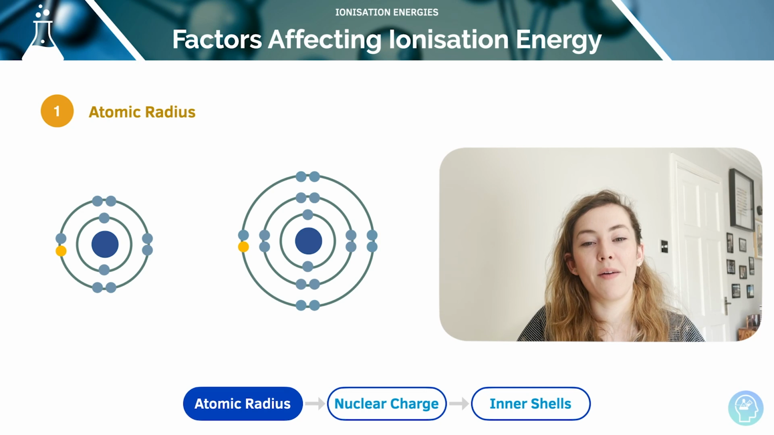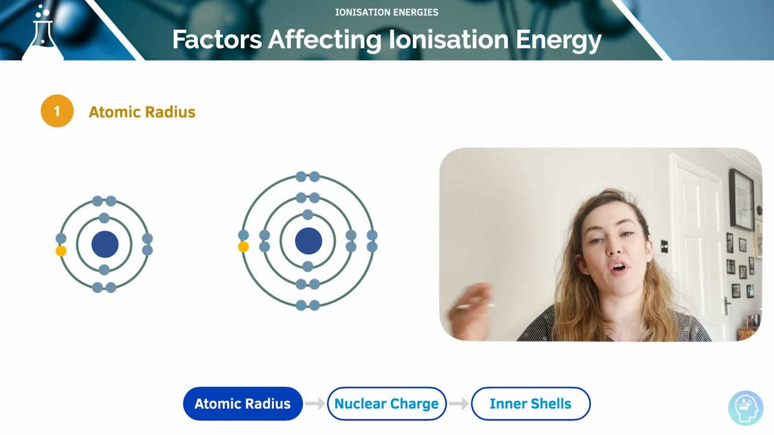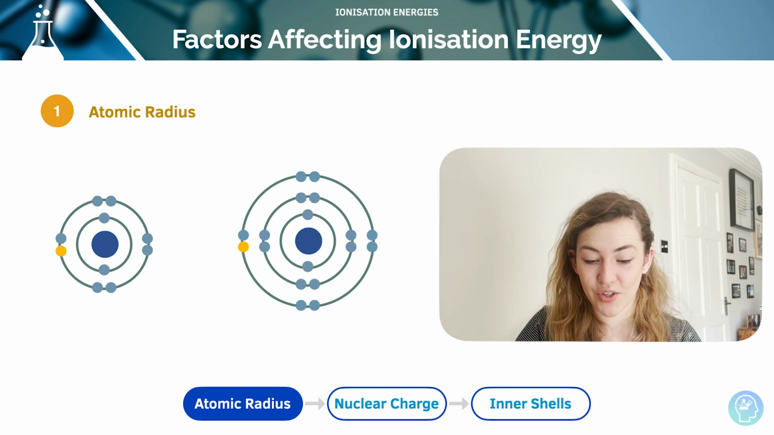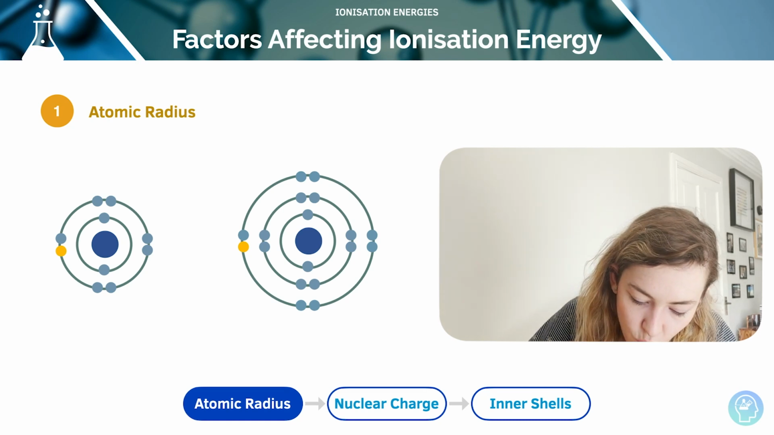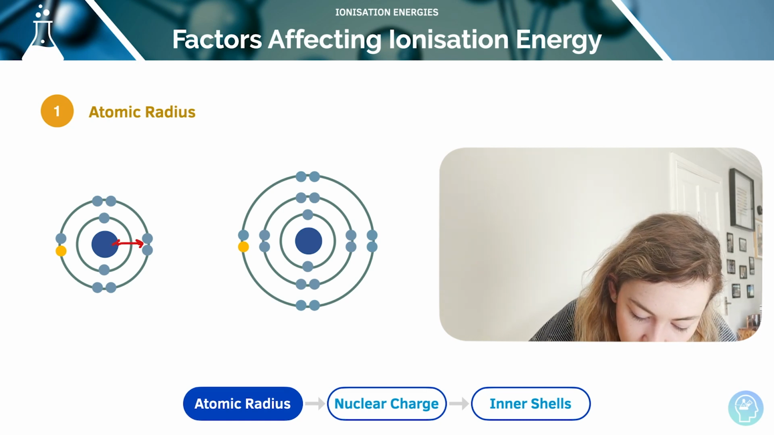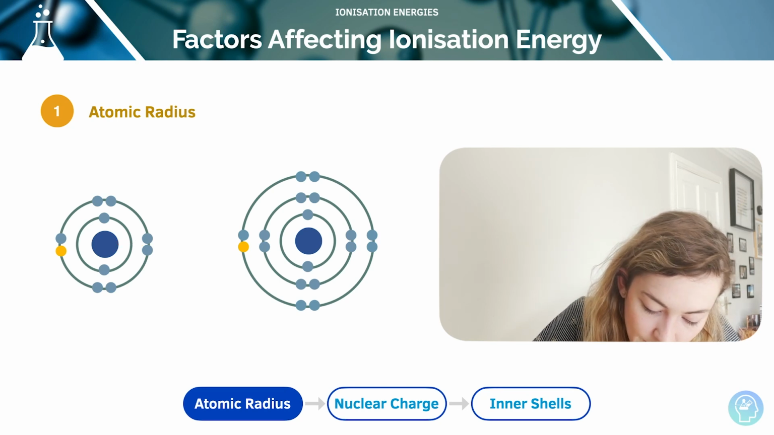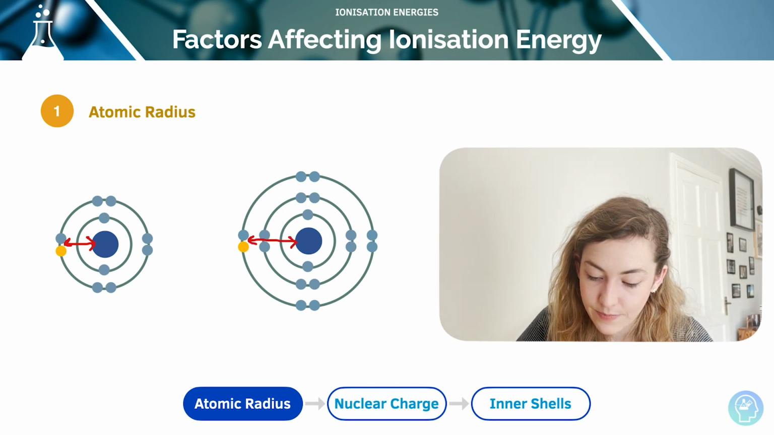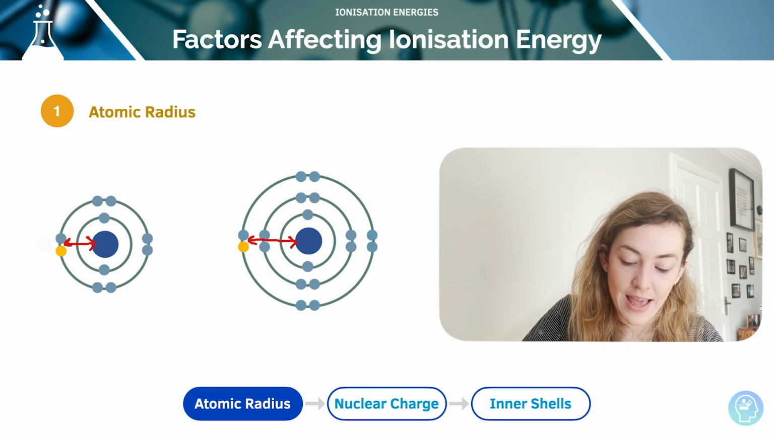The larger the atomic radius, the further away the outermost electrons are from the nucleus, so the attractive pull is obviously going to be reduced. So it's going to be easier to remove that outermost electron. You can see that this distance between the nucleus and the outermost electrons is much smaller than this distance. This is a greater distance. So the attractive pull here is going to be less than it is here.